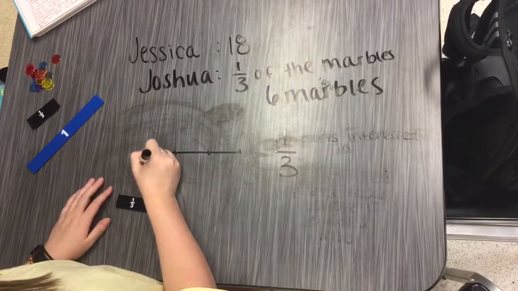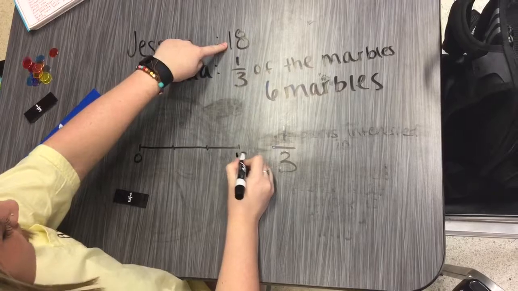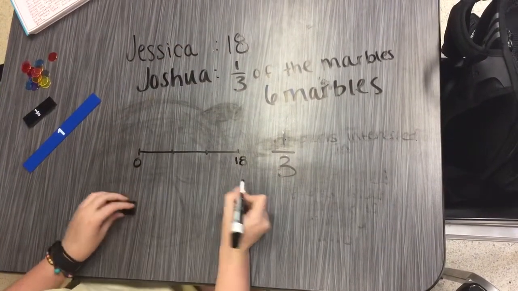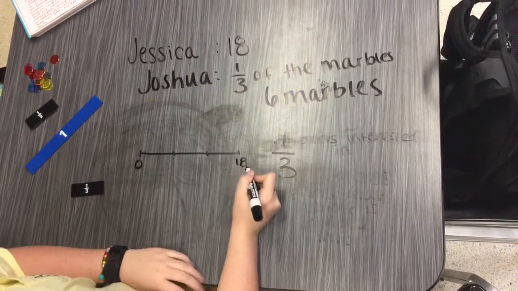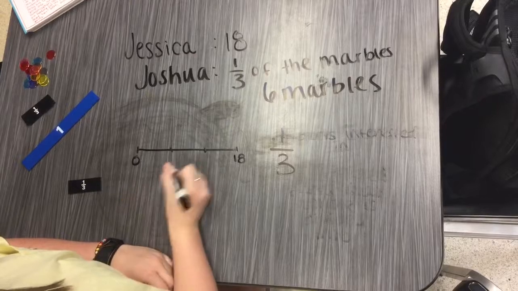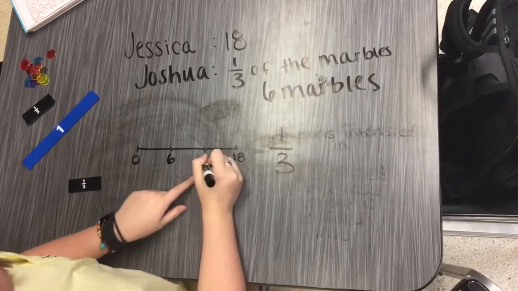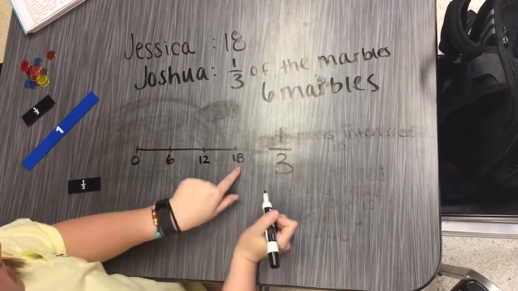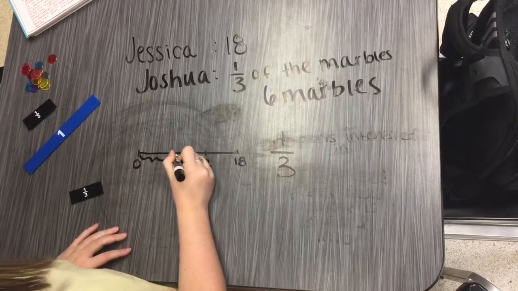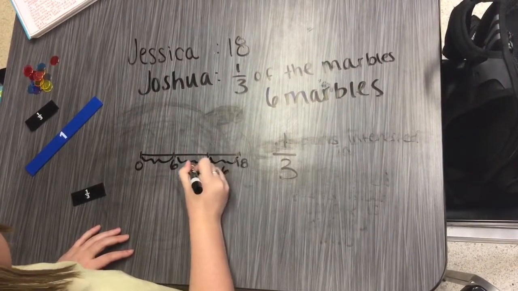We're going to start at 0. And since we know Jessica has 18 marbles, that's going to be our ending number on our number line. So when you take 18 and divide it into 3 equal parts, 18 divided by 3 is 6. So we're going to have 6, and then when you go up 6, you're going to have 12, and then 18. So each of these little segments here are 6 units.